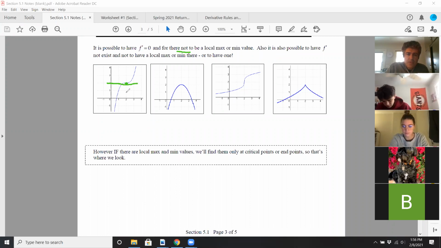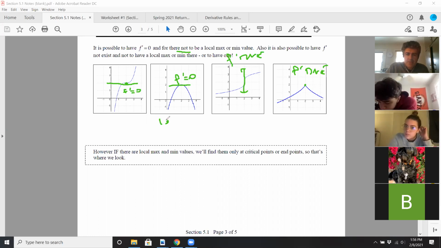That's a horizontal tangent. F prime equals 0 here for sure. That's a horizontal tangent. F prime equals 0 there as well. That's a vertical tangent. F prime does not exist here. That's a cusp, which is kind of weird, but f prime does not exist there as well, because the left and right hand derivatives are not the same. Now, here I have a local max. Duh, it's right there.